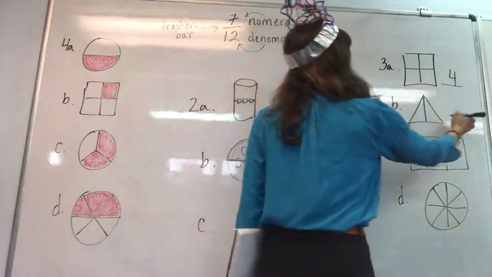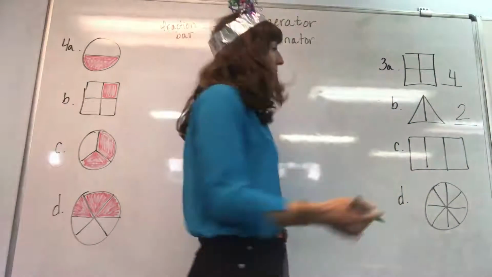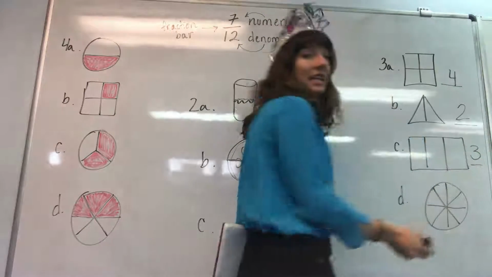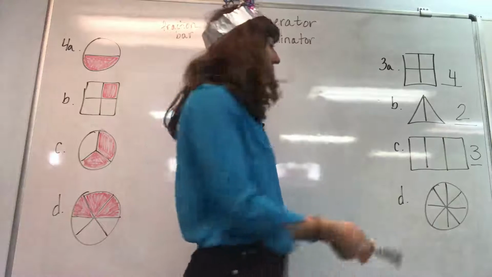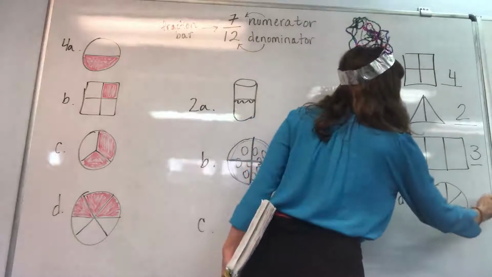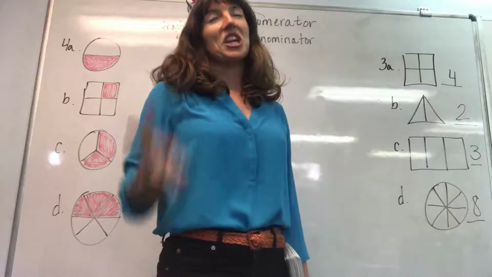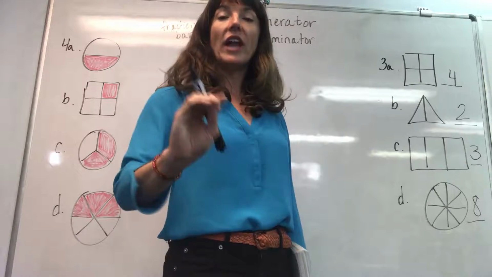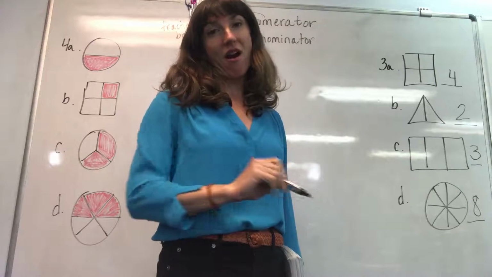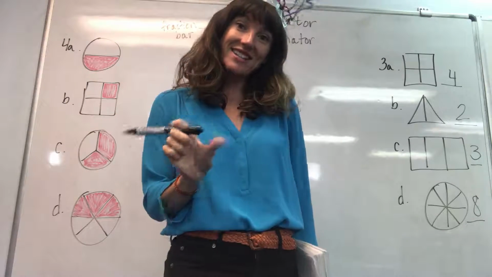In this one, 1, 2. There are 2 parts to that triangle. How about this rectangle? 1, 2, 3. There are 3 parts to that rectangle. And how about this circle? 1, 2, 3, 4, 5, 6, 7, 8. There are 8 parts in that circle. Great job! When you want to find your denominator, you count all of the parts, whether they're colored or not, okay?